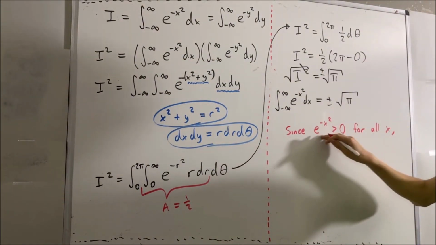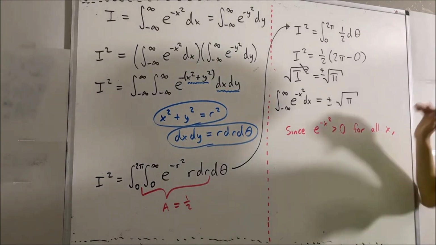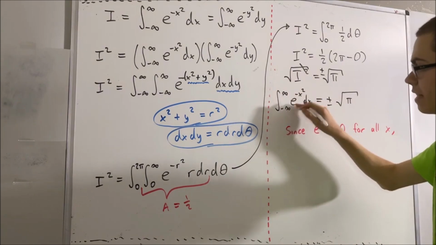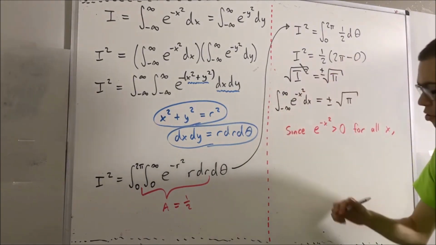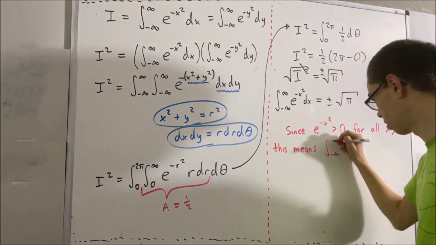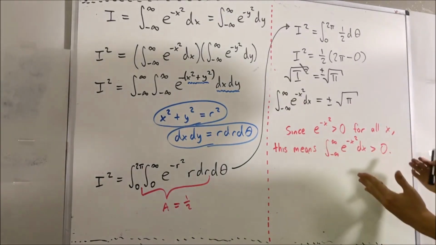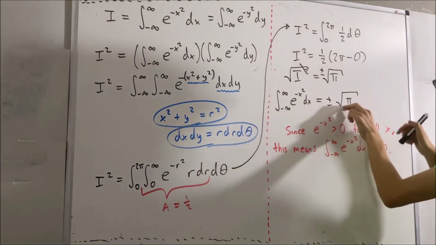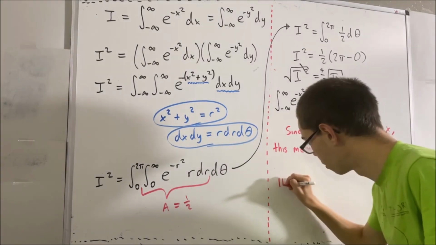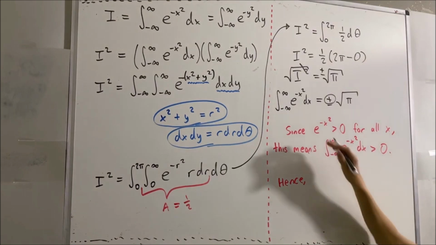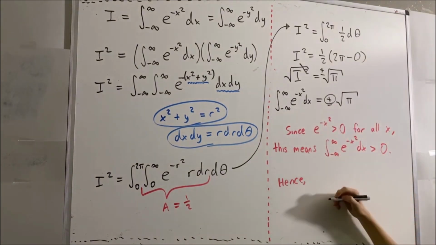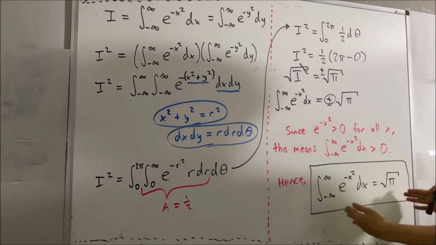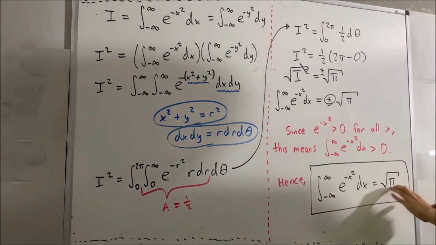Since e to the negative x squared is greater than 0 for all x, that means that the integral from negative infinity to positive infinity of e to the negative x squared should be greater than 0. And as a result, we're left with no choice but to choose the positive square root of pi. Hence, we get that this integral is equal to the square root of pi. So, this is it. This would be the answer to this integral, the square root of pi.